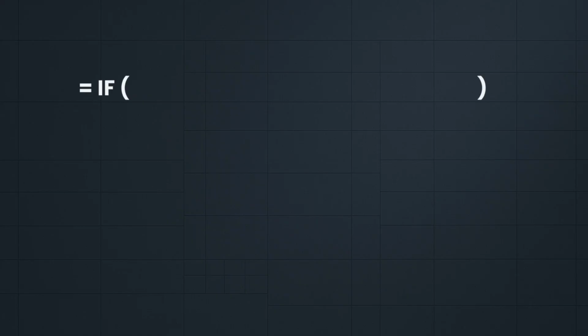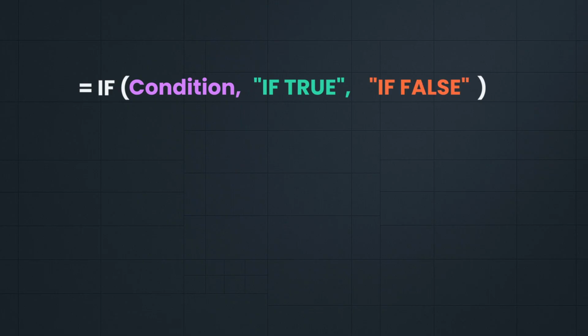Let's bring in if statements. An if checks a condition and shows one of 2 results. For it to work, we give it 3 inputs in order. The condition, what to show if it's true, and what to show if it's false. Let's see it in action.